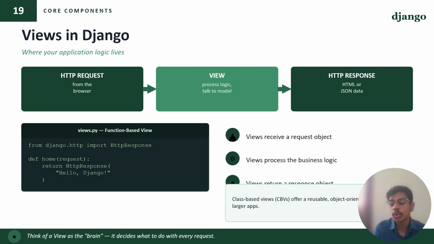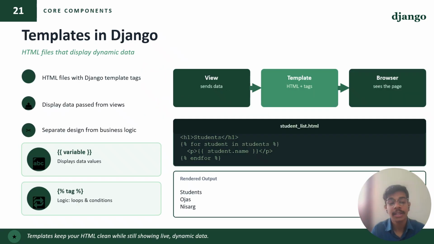Now let's move towards the next core component, templates in Django. Templates control how information is displayed to the users. They are written using HTML along with Django's template language. With templates, Django follows the principle of separating logic from the user interface, making development much simpler.